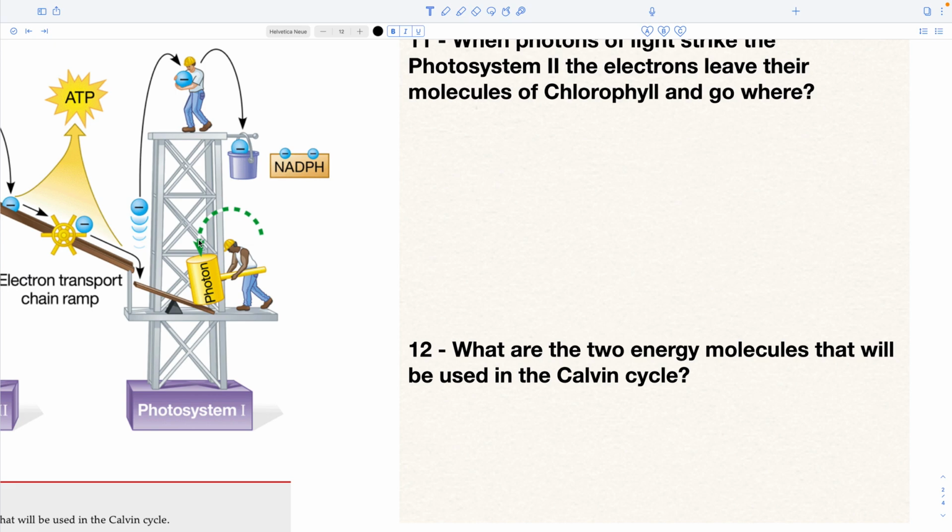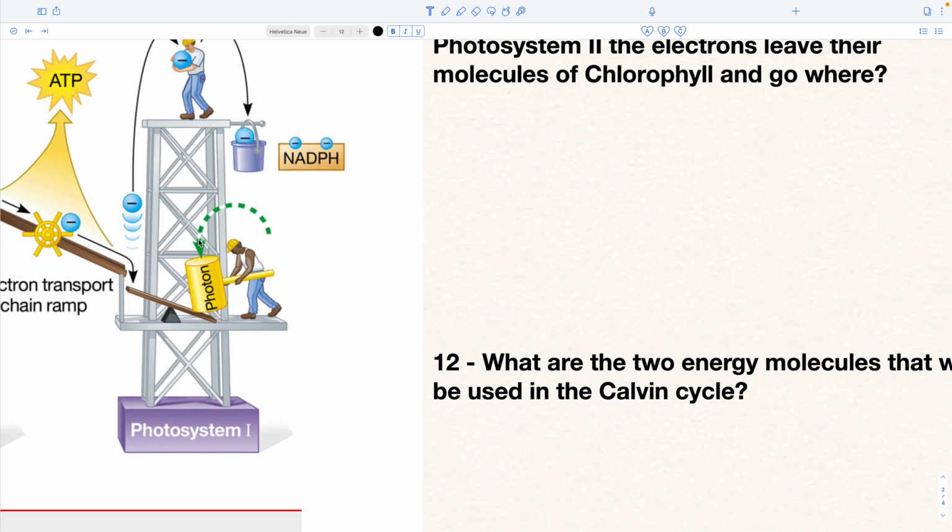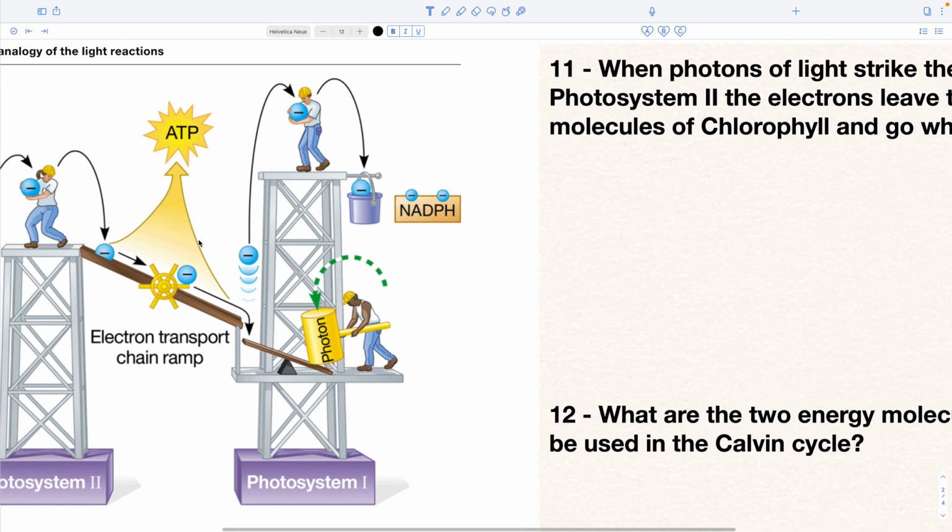Number 12. What are the 2 energy molecules that are generated in this picture? Yeah, we've written them down already. ATP and the electron carrier.